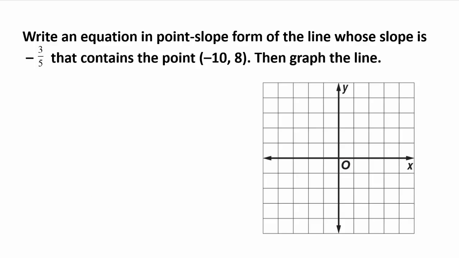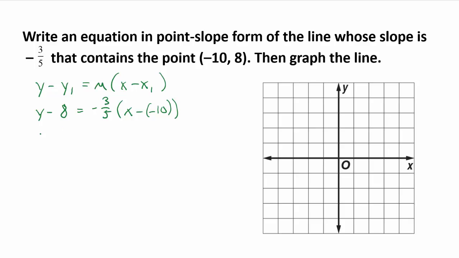Now we're going to write an equation in point-slope form of the line whose slope is negative 3/5 and that contains the point negative 10, 8. After that, we're going to, again, graph the line. So let's write our equation out. It's going to be y minus y1 equals m times x minus x1. So let's plug in what we know. We know our y1 is going to be 8. So y minus 8 equals, our slope is negative 3/5, x minus, and our x1 is going to be a negative 10.